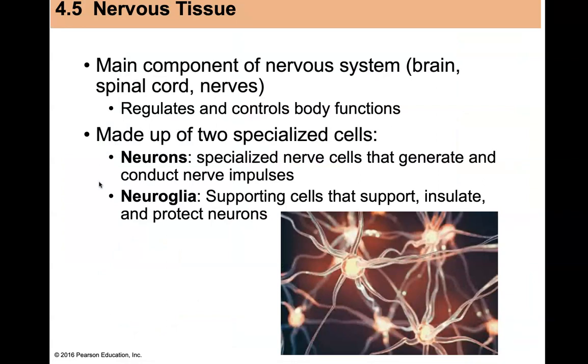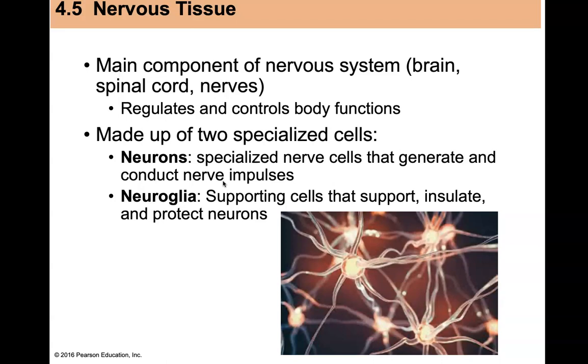Our next type of tissue, again, we're just going to briefly go over it because at the very end of the semester, we have a whole chapter on it, is going to be nervous tissue. And so nervous tissue obviously is going to be found in places like the brain, spinal cord, and our peripheral nerves. And this is going to regulate and control our body functions, okay? So it's made up of two specialized cells. We have our actual neurons, okay, that are actually transmitting messages. These are our specialized cells, okay, and their main job is just to conduct nervous impulses.